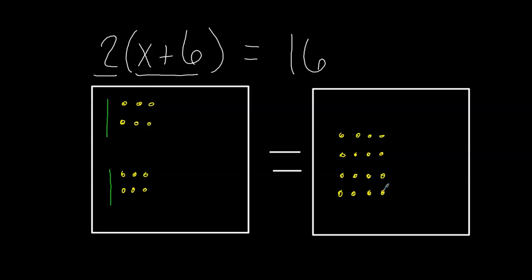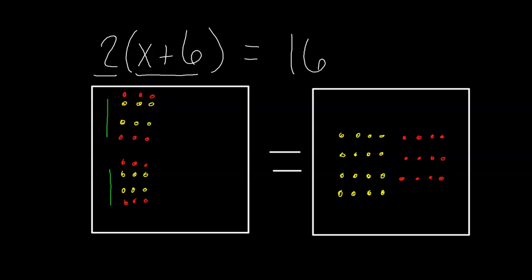All right, I always work on the side that has the variables. So on the left-hand side, I have 2 x's plus 6 is 12. So I have 12 positives. So to get rid of those 12 positives, I'm going to add 12 negatives. What you do to one side, you always have to do the other. So I'm just going to add 12 negatives.